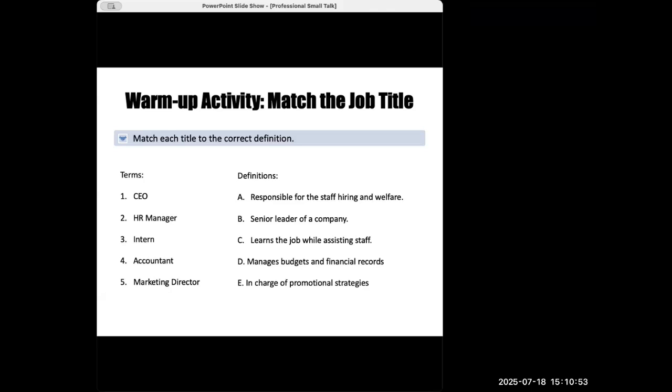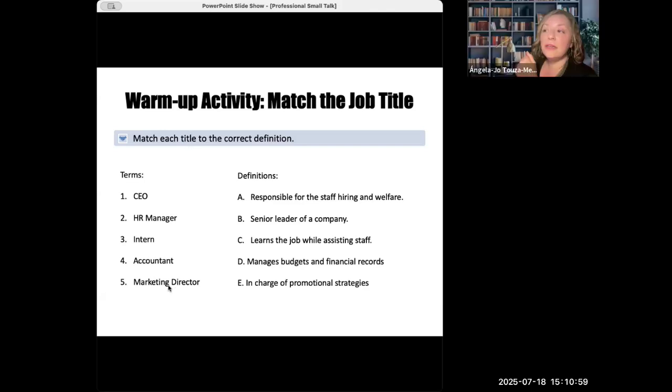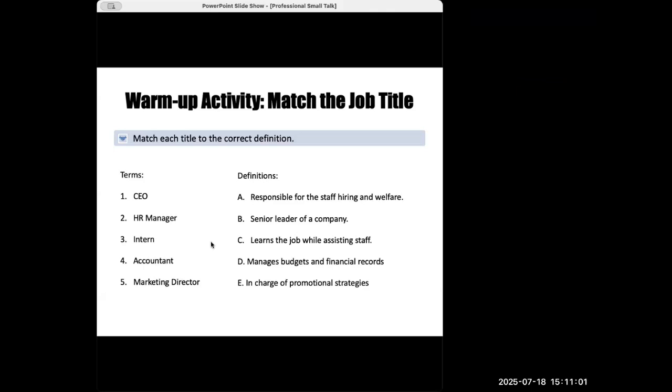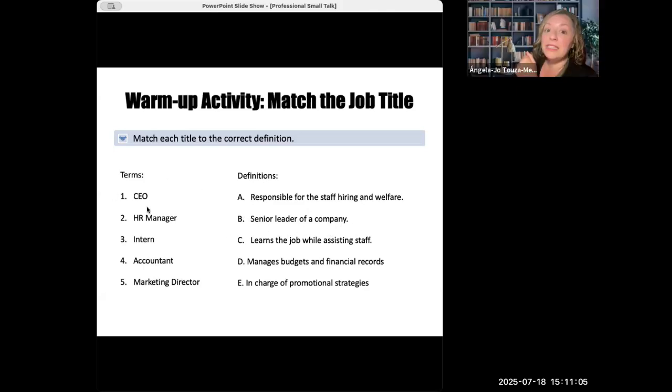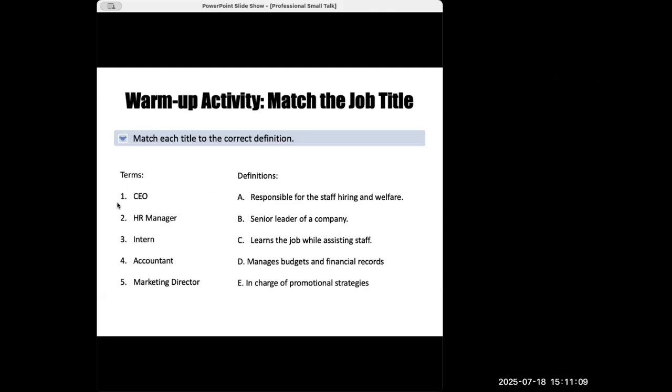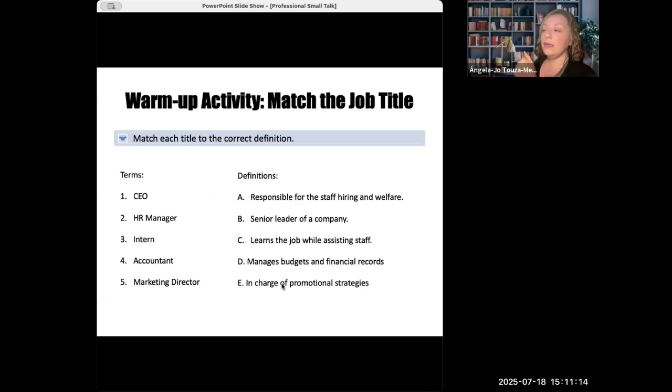Okay, yes. And also to show another line according to the definition. I think that I want to show line B. B, the senior leader of the company. That's the CEO. Okay, awesome. Okay, next.